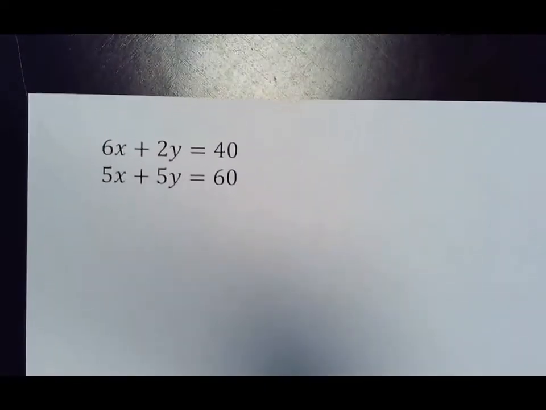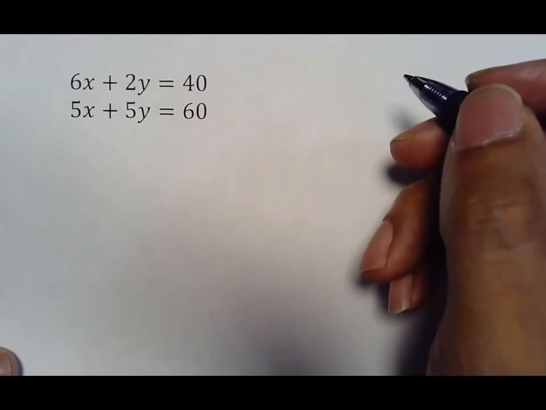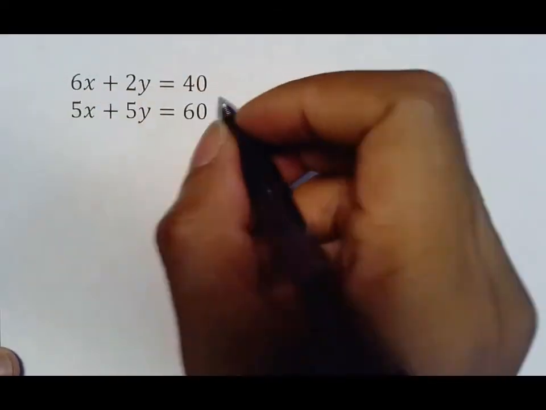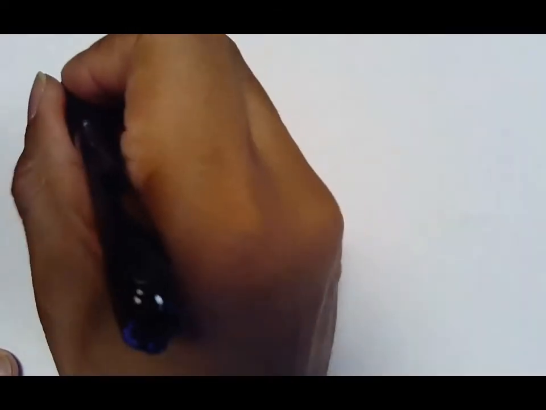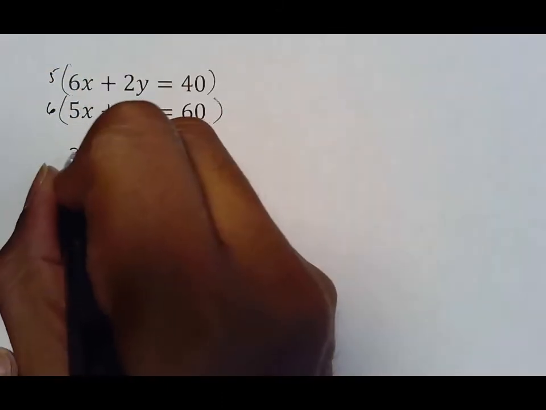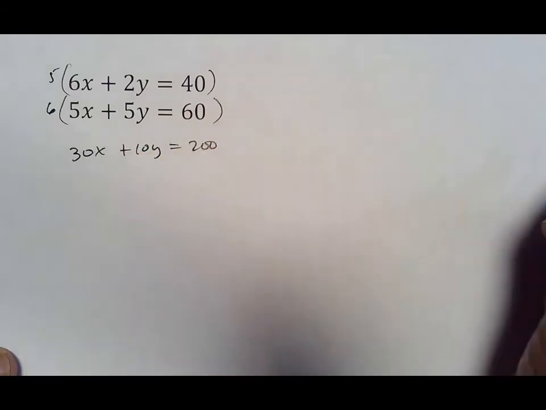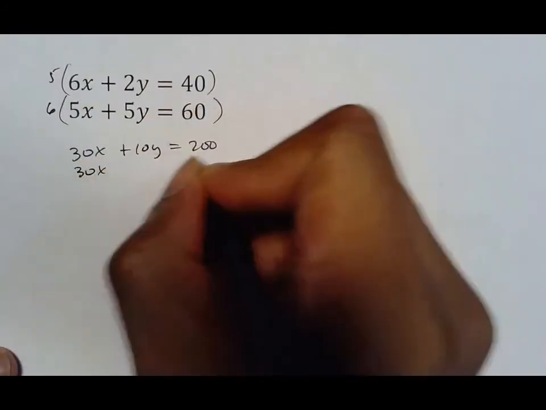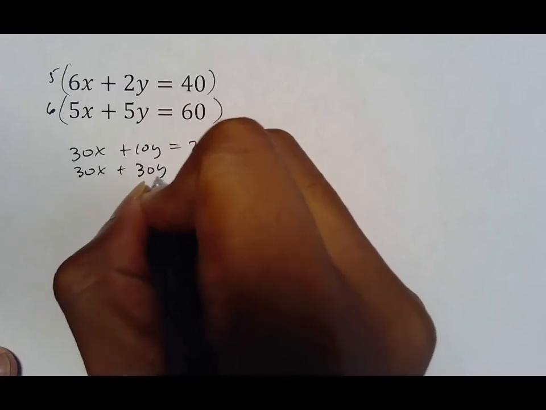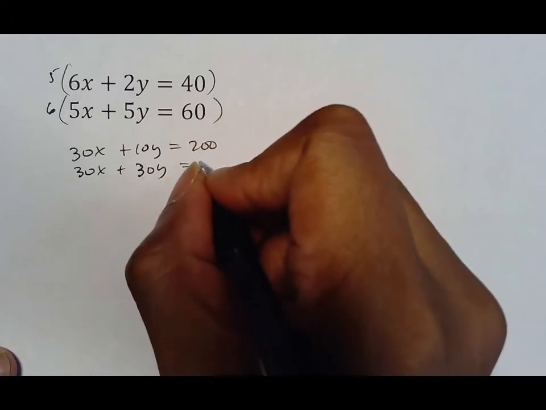Last one. 6x plus 2y equals 40. Again, with this, we need to multiply the 5 up. We need to multiply the 6 down. 30x, 10y, 200. 30x, 30y, 360.